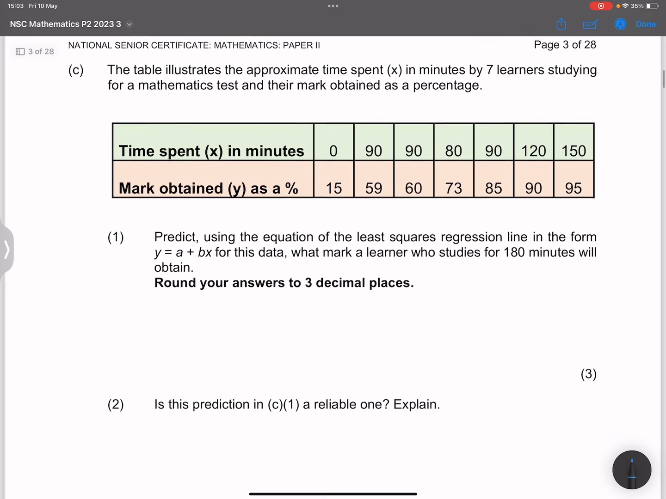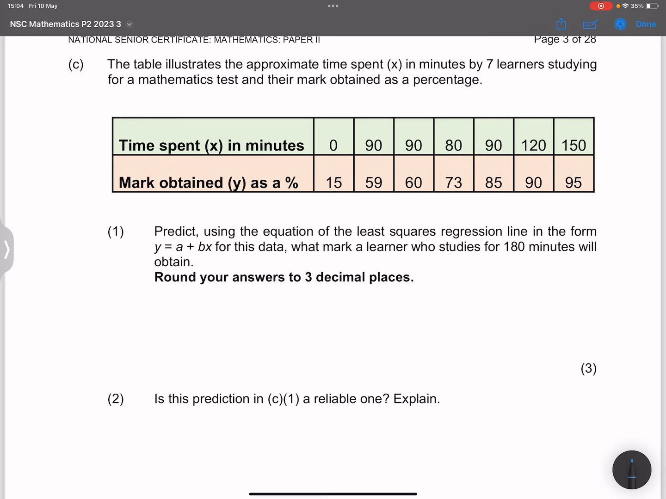They say the table illustrates the approximate time spent in minutes by 7 learners studying for a mathematics test and their marks obtained as a percentage. There's that table. They say predict, using the equation of the least square regression line in the form y equals a plus bx for this data, what mark a learner who studies 180 minutes would obtain.